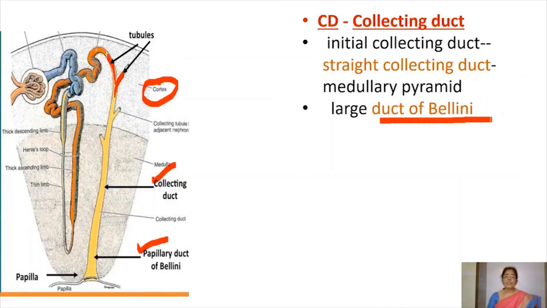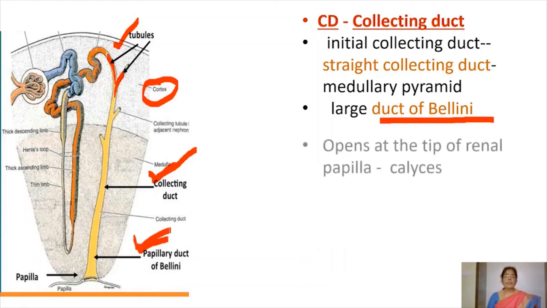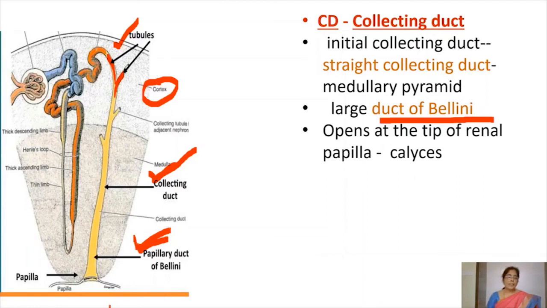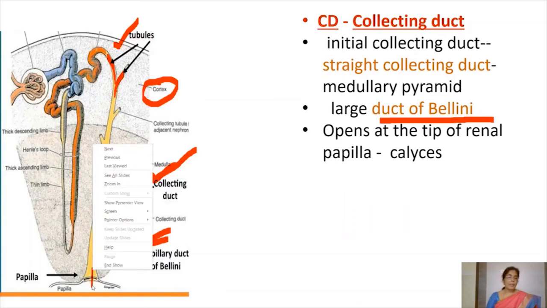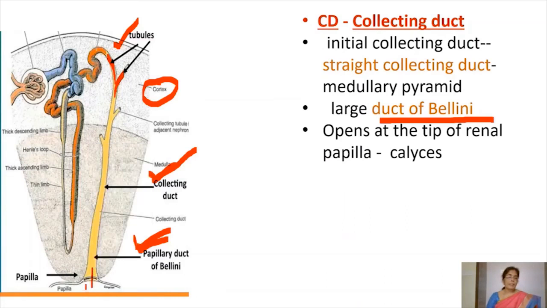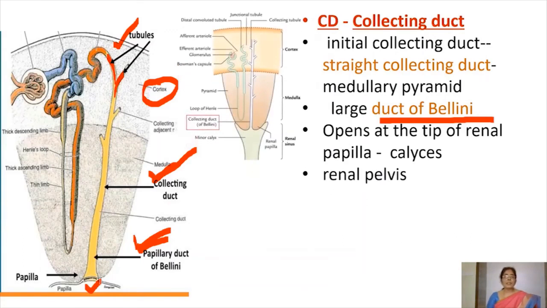So first initial collecting ducts. ఇక్కడ ఉన్నవి initial collecting ducts. అవి join అయ్యి straight collecting duct. Straight collecting ducts of each pyramid join and they open into duct of Bellini. This duct of Bellini, this is duct of Bellini. It opens at the tip of the renal papilla into the calyx, pelvis, or we can say.